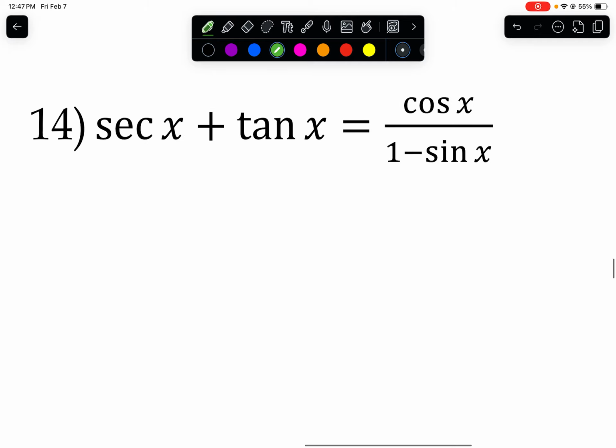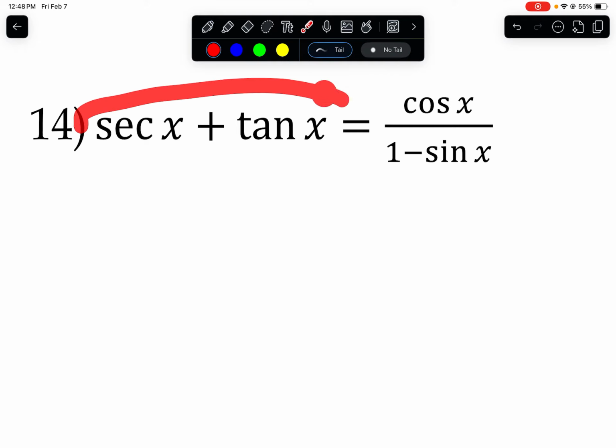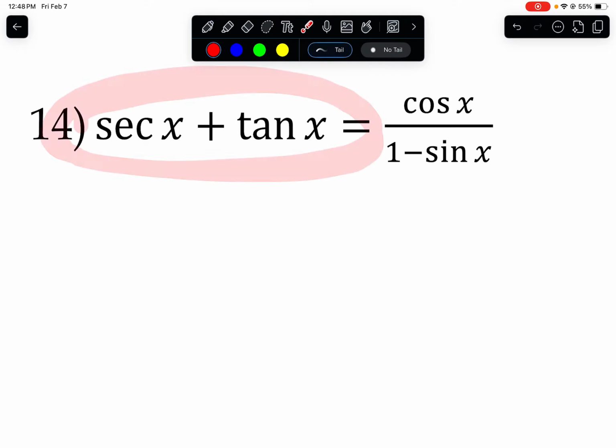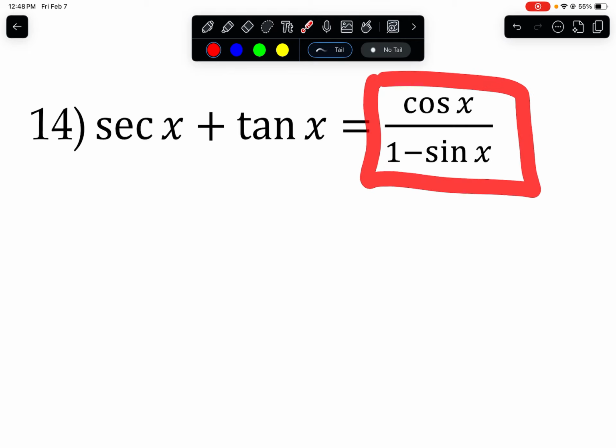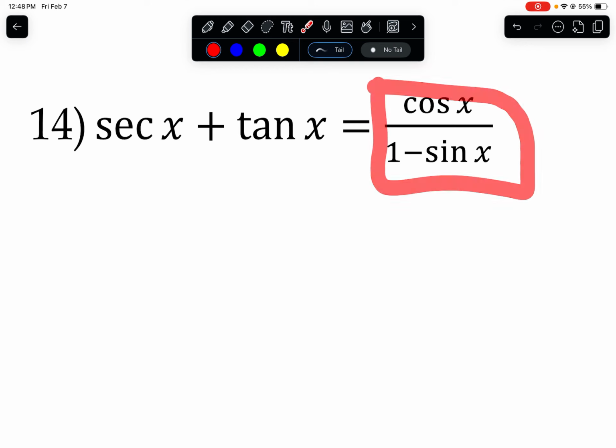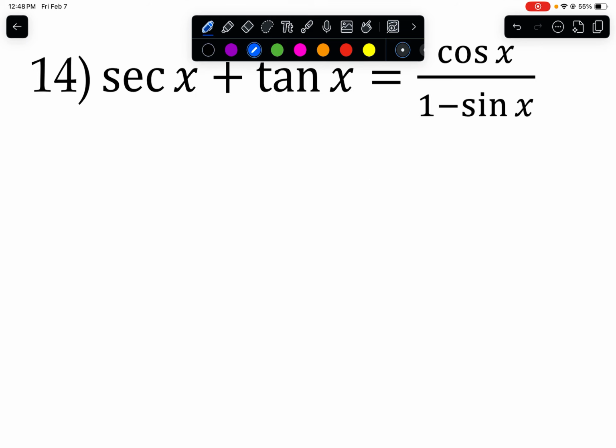14. So we have secant x plus tangent x equals cosine x over 1 minus sine x. So once again, look for which side is the dumpster fire. In this case, it really isn't going to matter, because if you manipulate the left side into terms of sine and cosine, eventually you can get this. But I'm going to manipulate the right-hand side in this case.